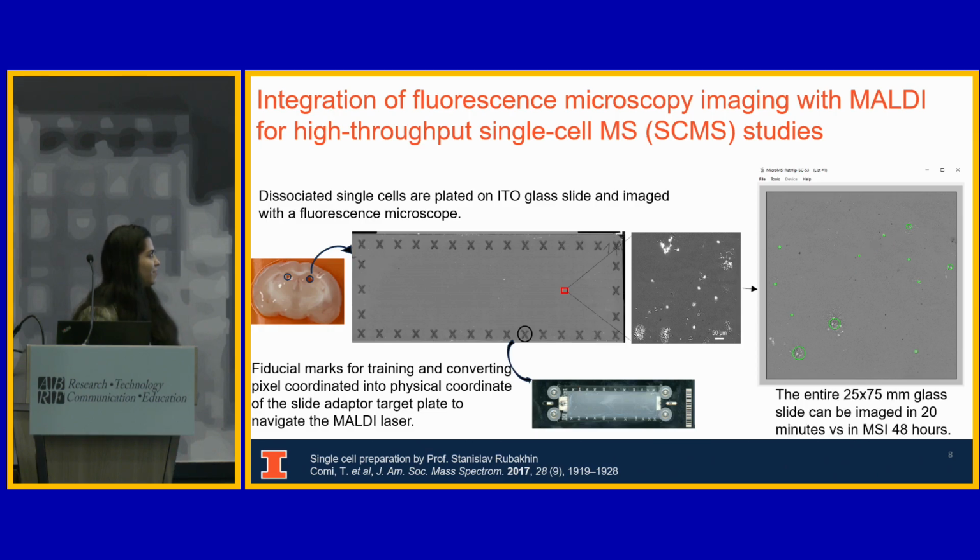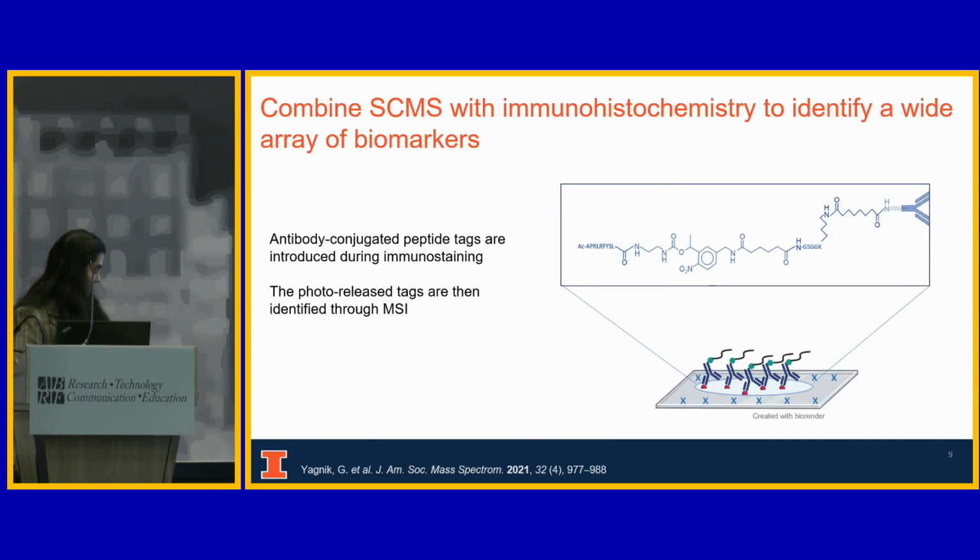So this method is not only a single cell method, but it's high throughput because, for example, a glass slide of 25 times 75 can be imaged in 20 minutes, but if I were to do just a simple mass spectrometry imaging, that would take about 48 hours. I did this calculation based on 80 micron resolution, so you can imagine that if you were higher or lower, these numbers would change.